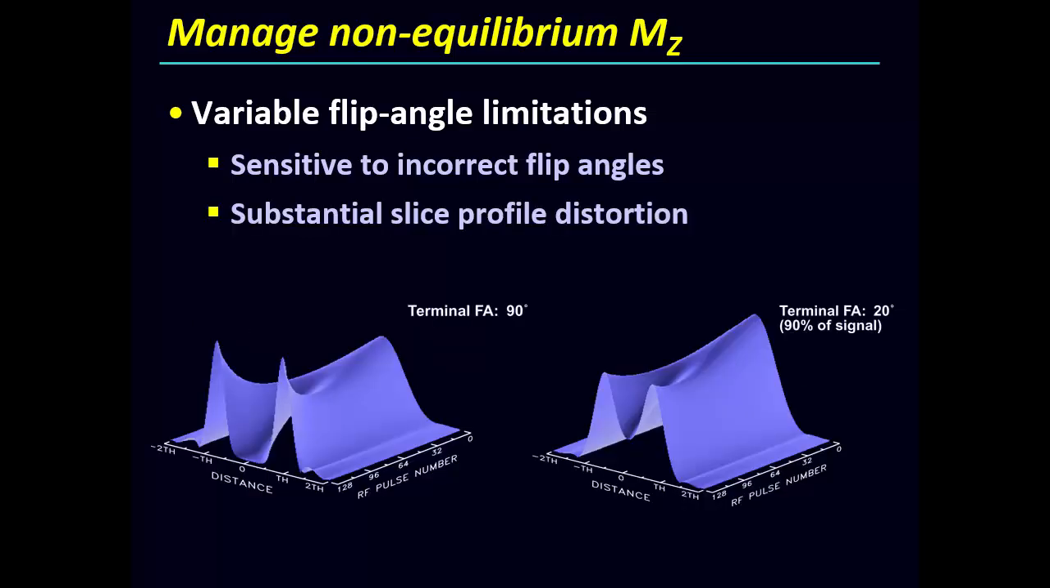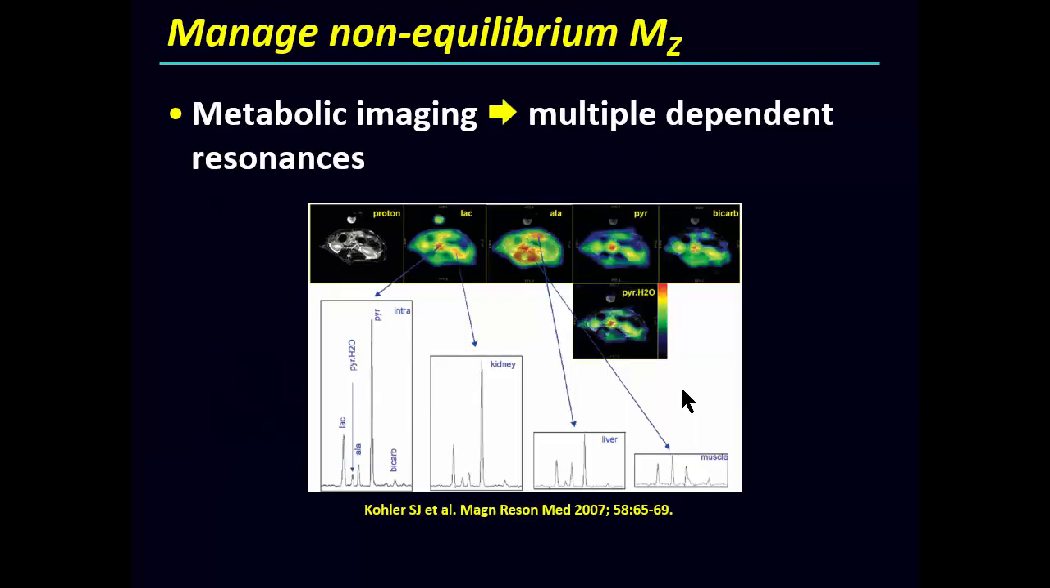Another problem, if you're doing slice selection with variable flip angles, is that you can get substantial distortion of the slice profile as you proceed to the higher flip angles. Here on the left, we show how the slice profile evolves from the beginning of the acquisition to the end, and we see at the end with 90 degrees, we have no signal in the middle, but we have these large wings or ears on the slice profile. Again, we can deal with this by just targeting a signal level that's a little bit less than the maximum, and you get a much better behaved slice profile.